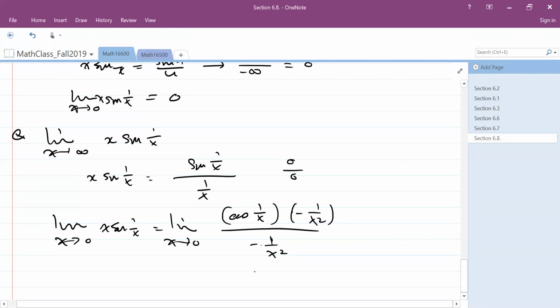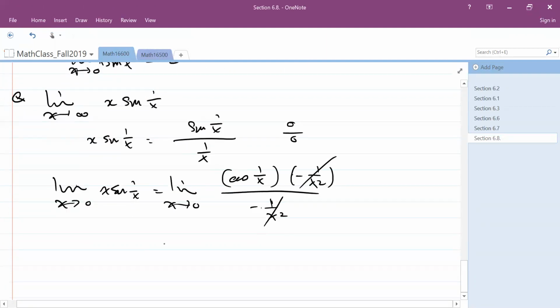So these two cancel out. You will get cosine 1 over x. This is infinity, okay? That's infinity. But 1 over x approaches 0, so that's cosine 0. This is the 1.